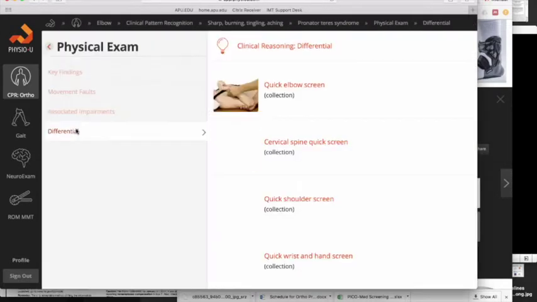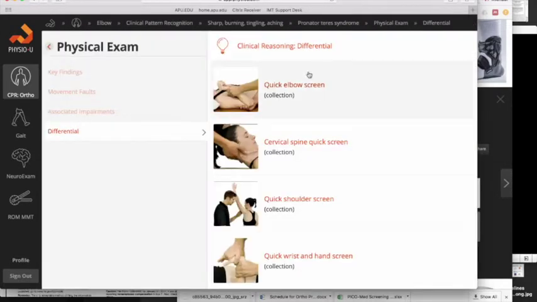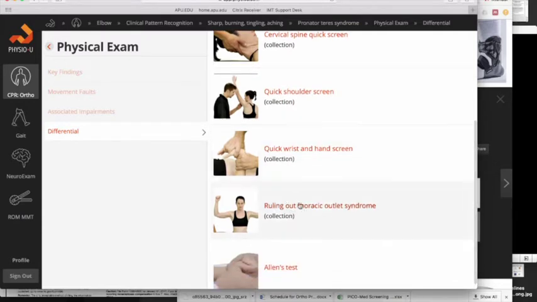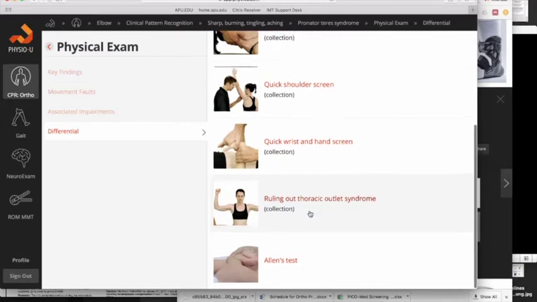And then your differential, you would want to rule out the elbow, rule out the cervical spine, rule out the shoulder, rule out the wrist and hand. Roos test might help you get an idea whether this is primarily a thoracic outlet syndrome. Allen's test might give you a sense of whether this patient's paresthesia is related to circulation. Okay, so you can take a look at these as you play through the app.